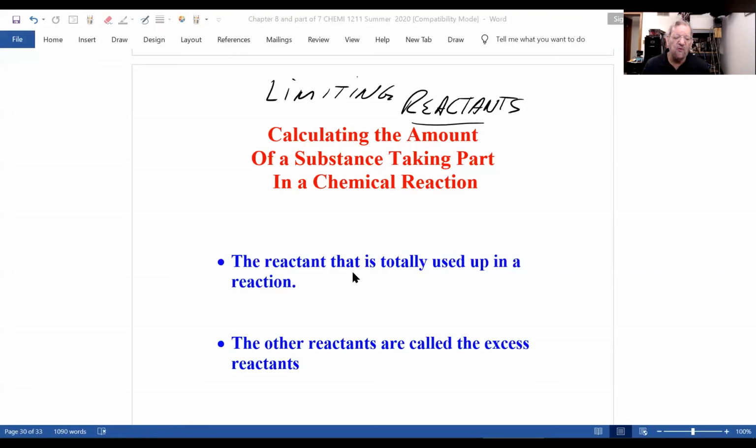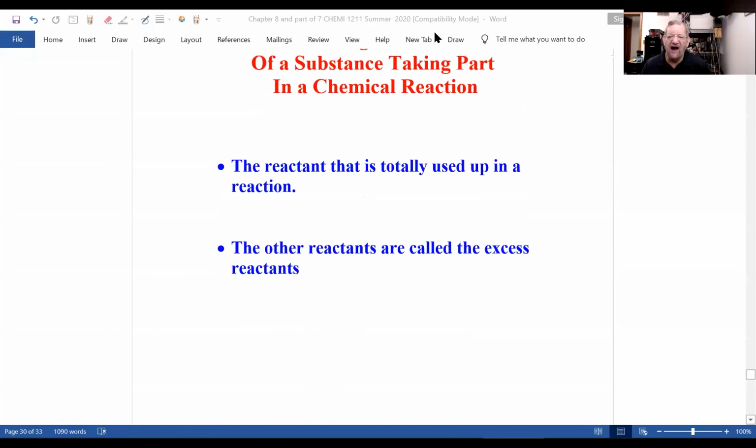Oh, I got it right that time instead of saying limiting reagents. But anyways, let's go through a problem. First of all, in a reaction, sometimes you don't have enough of each reactant. And when one is totally used up, you can't go any further, just like with the pen caps and the pen bodies. Usually you have one reactant that's in excess of the other. Let's see how to do this.